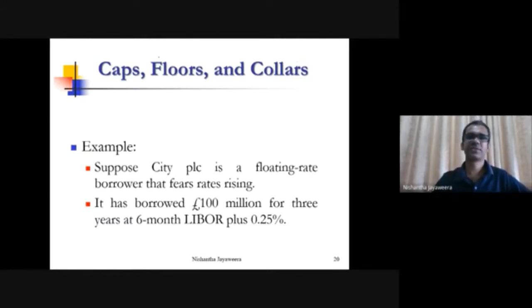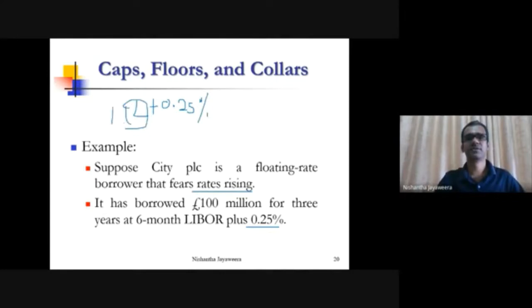Okay, this is an example of caps, floors, and collars. Support City PLC is a floating rate borrower that fears rates rising. It has borrowed 100 million for 3 years at 6-month LIBOR plus 0.25%. This is the floating rate. So the risk is if LIBOR increases. If LIBOR increases, the interest cost increases.